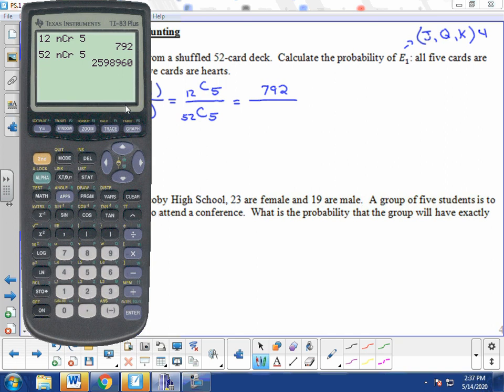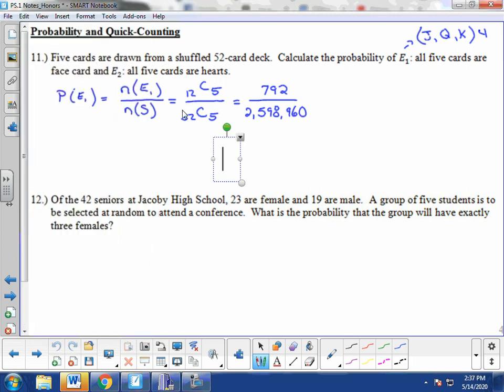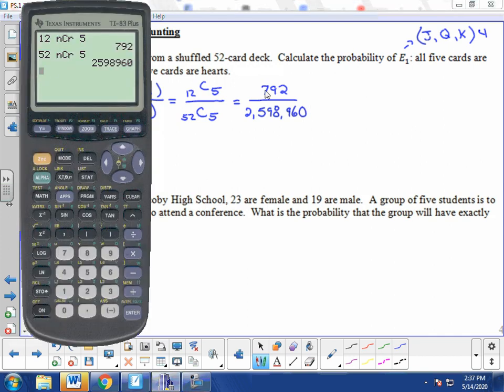There are 2,598,960 different combinations of cards that you could draw if you're drawing 5 cards out of a deck. So this gives us the probability that all 5 of the cards are going to be face cards. What we would do is take 792 divided by 2,598,960, and this would give us our decimal. Remember, if you get this in the calculator, it is times 10 to the negative 4, so we'd move the decimal place over 4 spots to get a decimal.